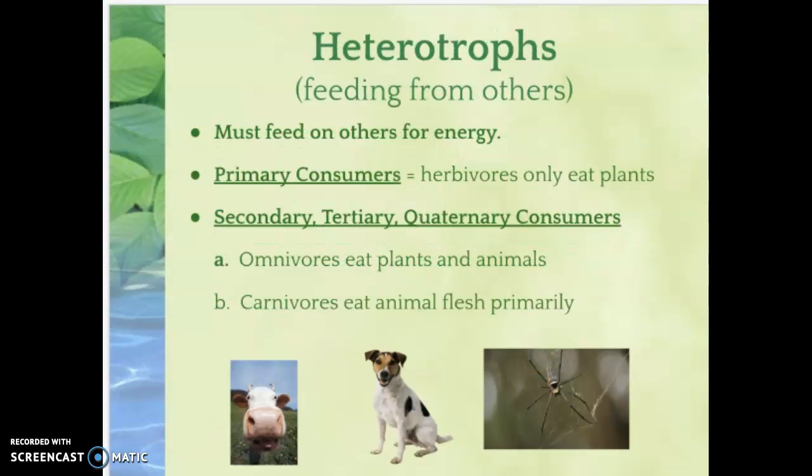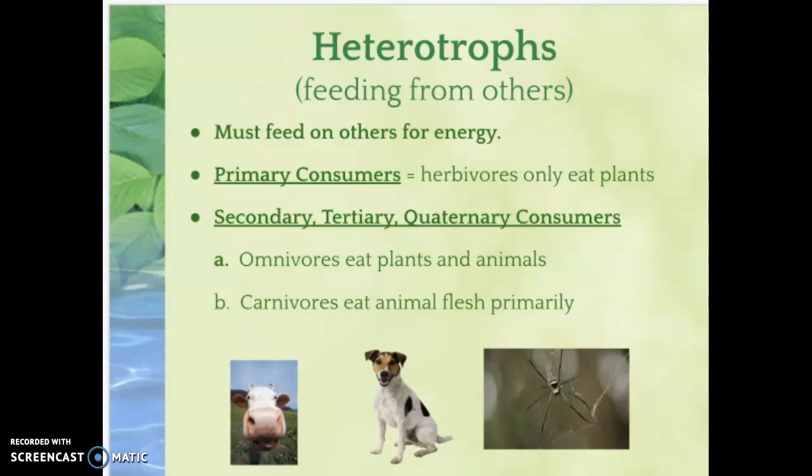We also then have heterotrophs. These organisms need others for their energy. So they feed on them. When we look at identifying what type of heterotroph it is, the first one is we have primary consumers. Those are only eating plants. They're herbivores. They're right above the producers.